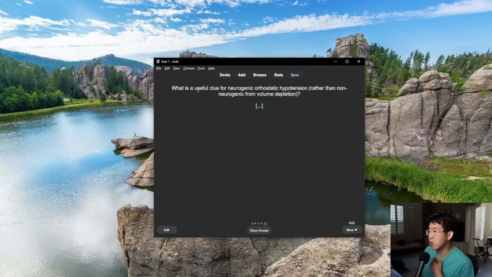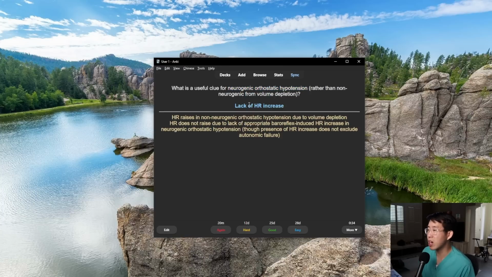What is a useful clue for neurogenic orthostatic hypotension rather than non-neurogenic from volume depletion? I had a lot of patients who recently had very severe orthostatic hypotension. It's a very difficult diagnosis to manage, to be honest. But you'll find that there are categories of neurogenic versus non-neurogenic. In patients with neurogenic orthostatic hypotension, for example due to autonomic dysfunction, severe diabetes with dysautonomia, Parkinson's, things like that, they do not have a heart rate increase when you stand them up.